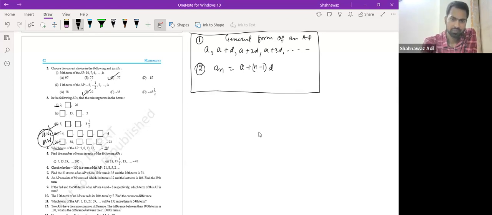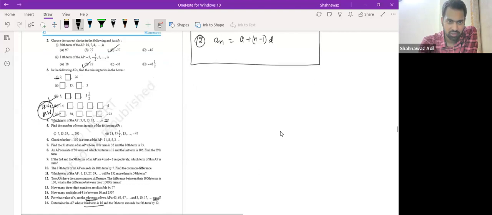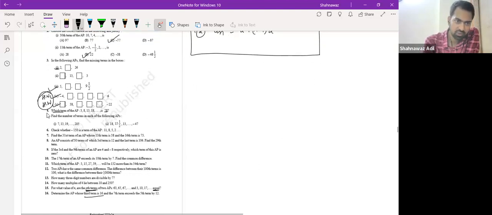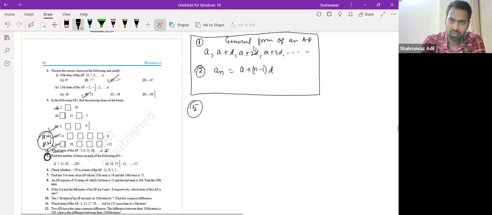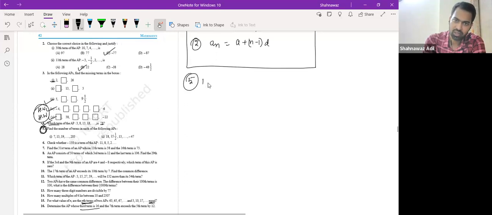Right, guys? Yes, sir. Okay, so now we have completed this fourth question. So let us solve this fifth question. Find the number of terms in each of the following APs. Number of terms means we need to find n in this equation. So we need to find n, and we are given this AP. Let us do this complicated one, then you guys can do the other one.